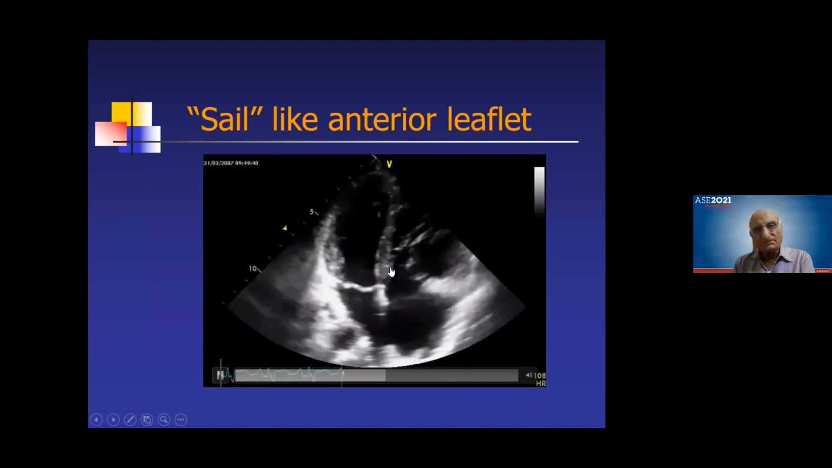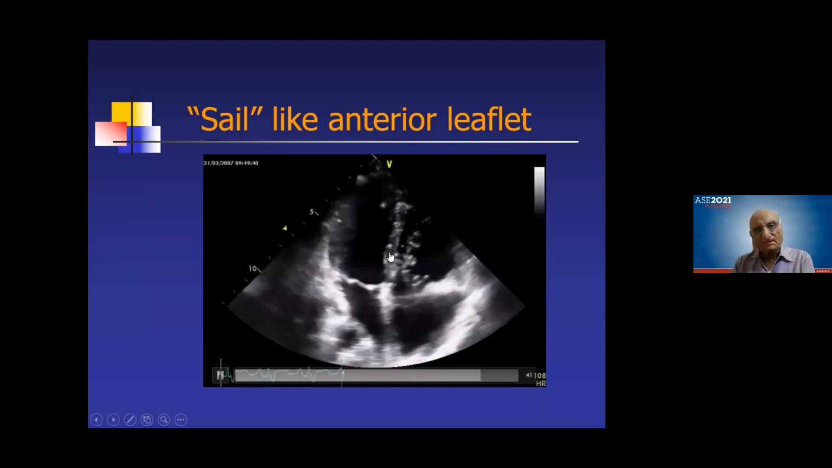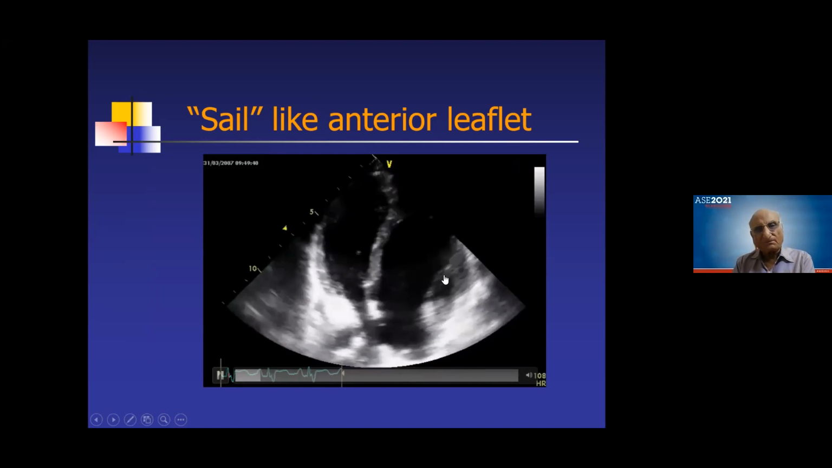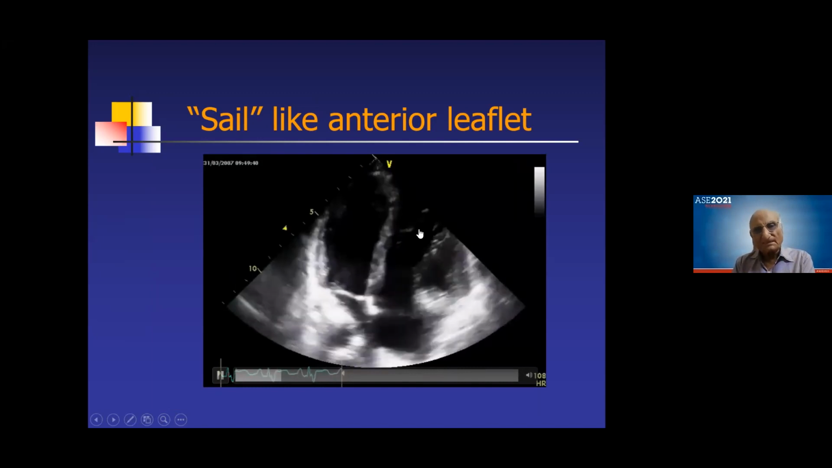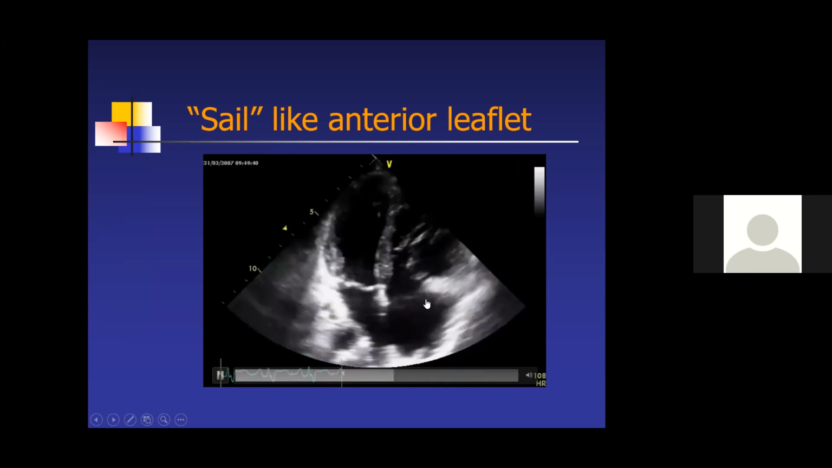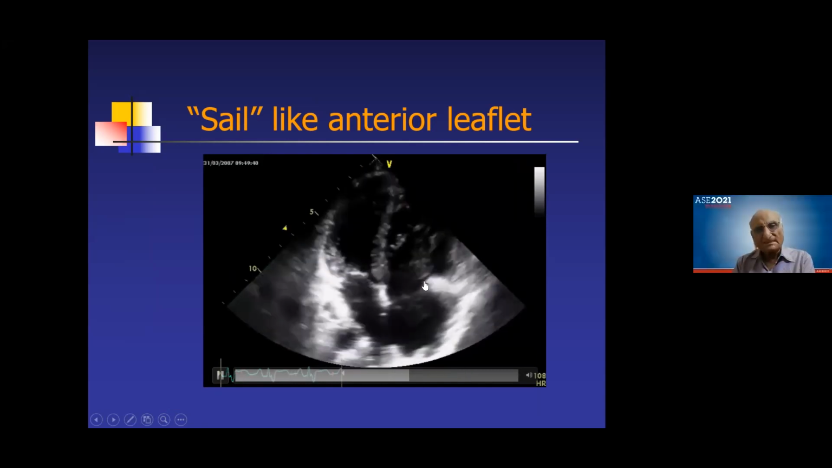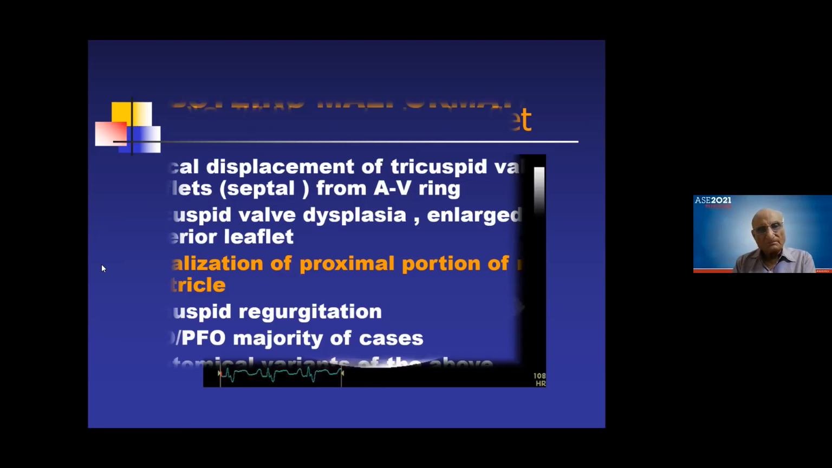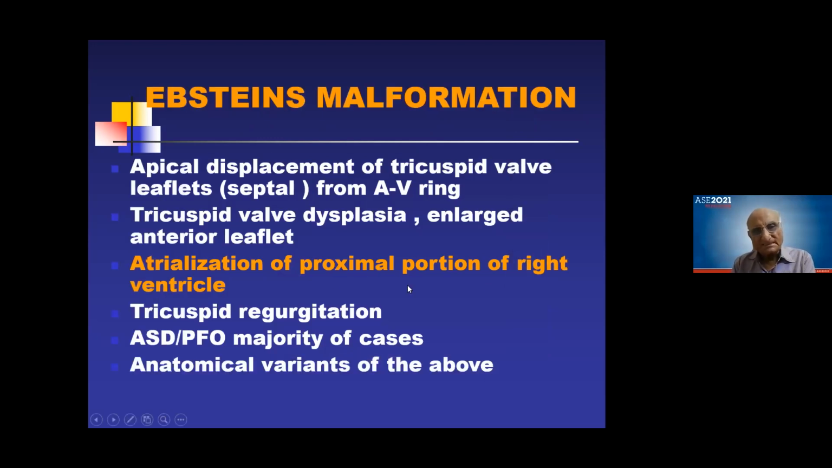So in this view, you can see there is a marked septal displacement of the septal leaflet of the tricuspid wall toward the apex, and you see a very small right ventricle. This is a very prominent anterior leaflet, known as a sail-like leaflet, as you see in a boat or so. Now, there is something known as atrialization of the proximal portion of the right ventricle.